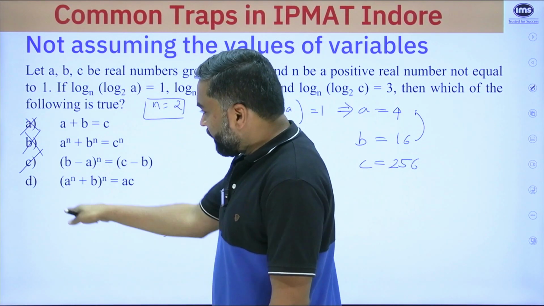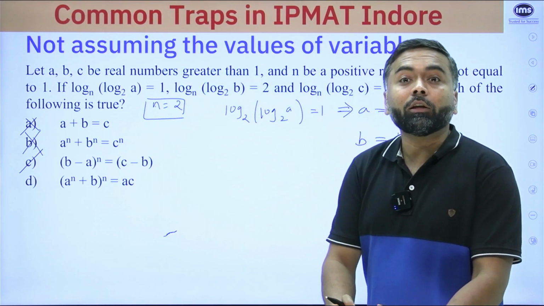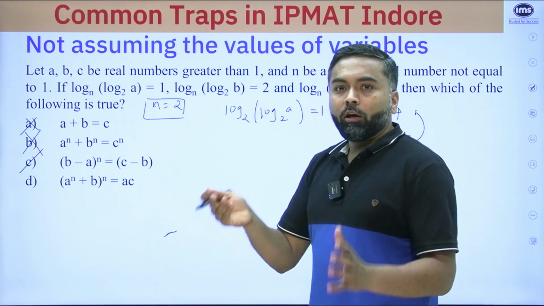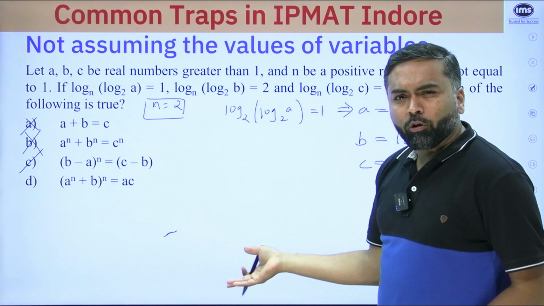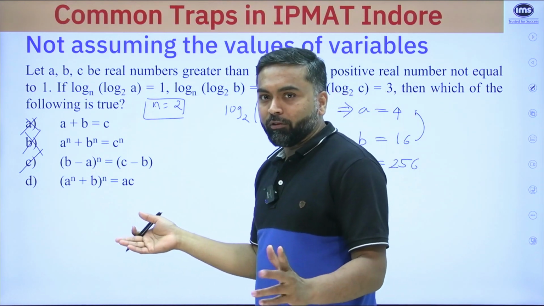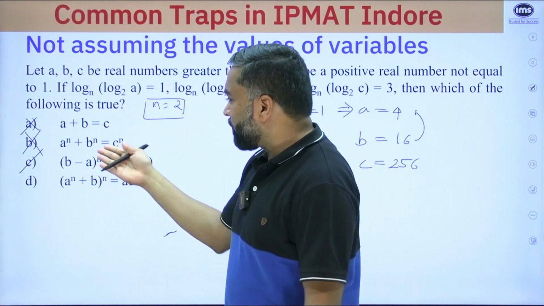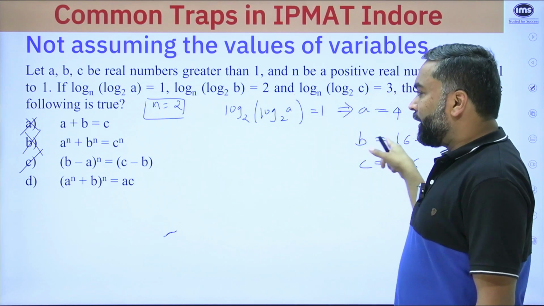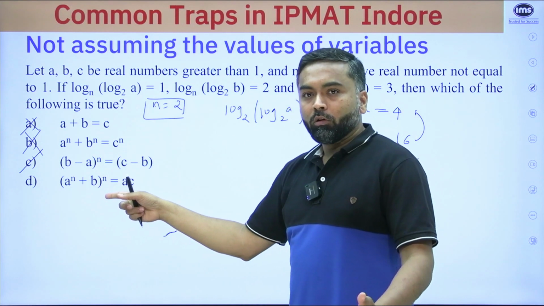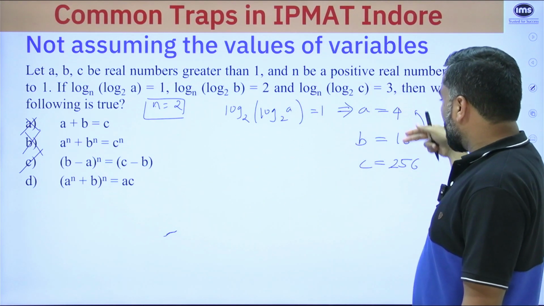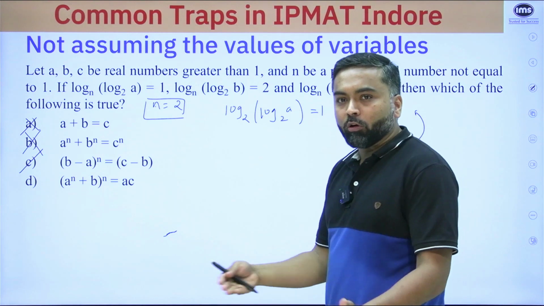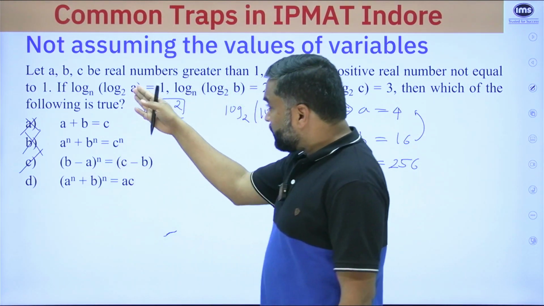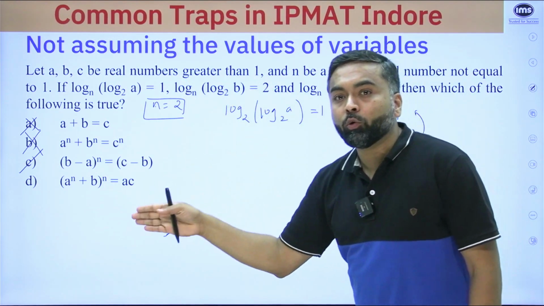Okay. Now if you look at option D, do you need to check option D? Because you have eliminated 3 options, that option has to be your answer, if you have not made a calculation mistake and you are confident enough. If you are not confident enough, probably substitute the value. 4 square is 16, 16 plus 16 is 32, 32 raised to 2. And then a into c is 4 into 256. You will see both of them come out to be 1024.